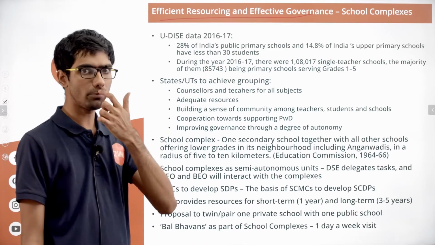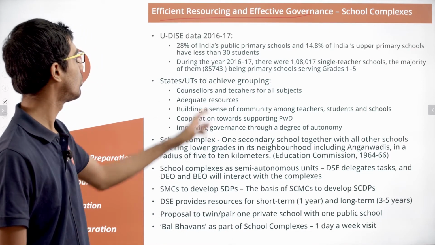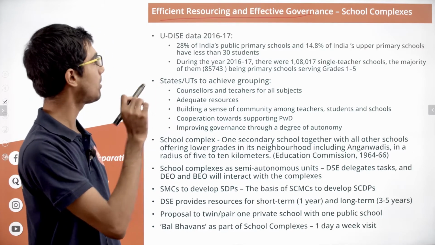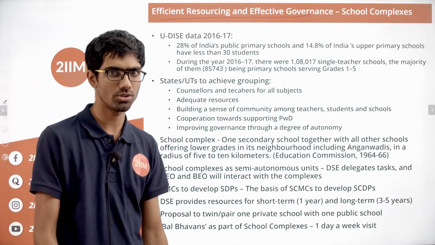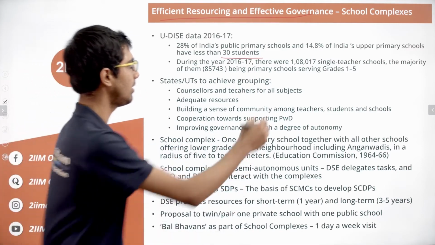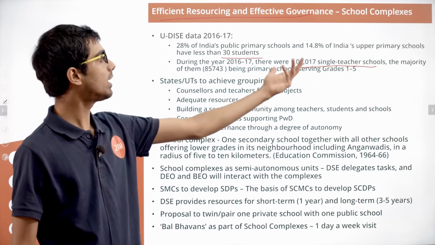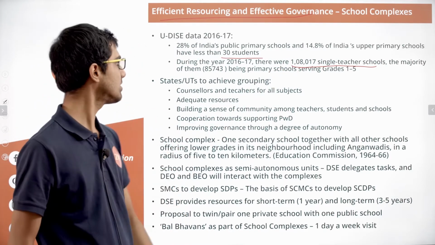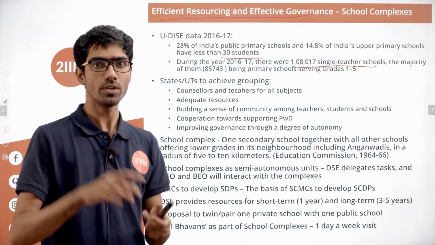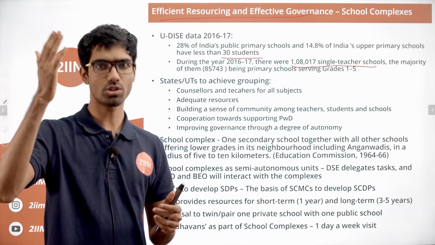Again, this data is taken from the 2016-17 UDISE. We saw what UDISE is. There are 28% of India's public primary schools and 14.8% of India's upper primary schools which have fewer than 30 students. This 30 students part is very important, and when you couple that with this, it becomes a bleak statistic. There are more than 1 lakh schools where there is only a single teacher, and many schools with only 30 students. The number of students and the number of teachers in these schools are also less.